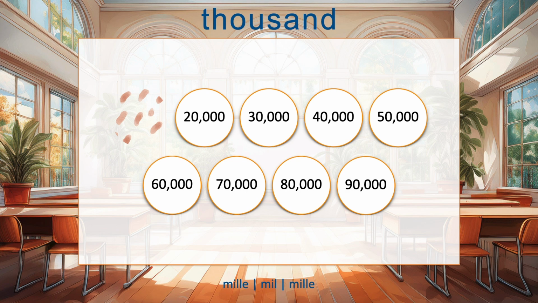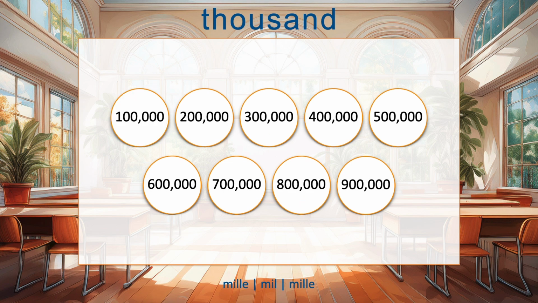20,000, 30,000, 40,000, 50,000, 60,000, 70,000, 80,000, 90,000, 100,000, 200,000, 300,000, 400,000, 500,000, 600,000, 700,000, 800,000, 900,000.